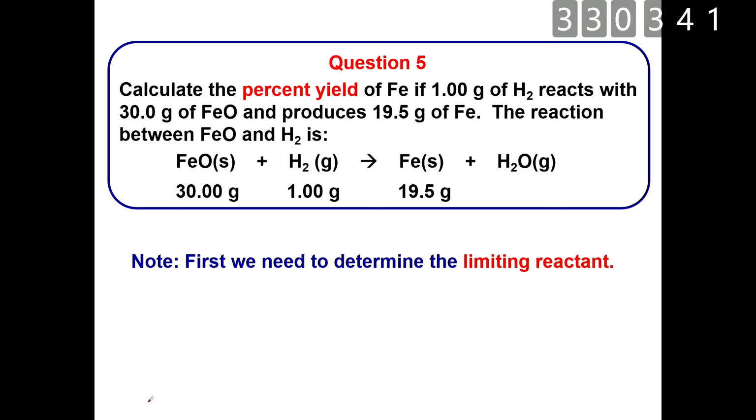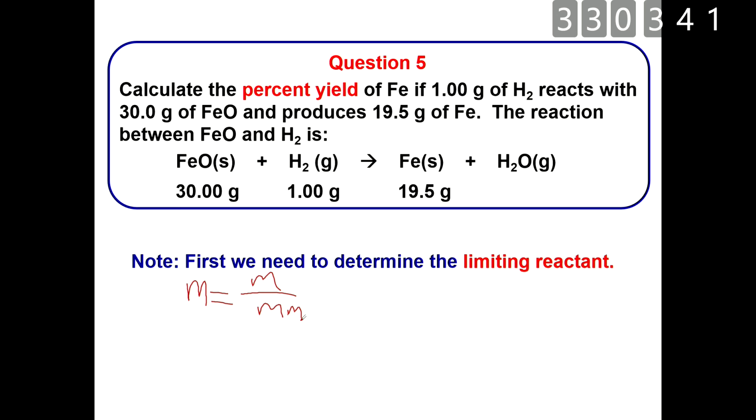30 grams of iron oxide plus 1 gram. Is the equation balanced? Yes, it is. The equation is balanced. And the number of moles of that is just one element of that. Number of moles equals mass over molar mass. Now we're looking for the number of moles of iron oxide.